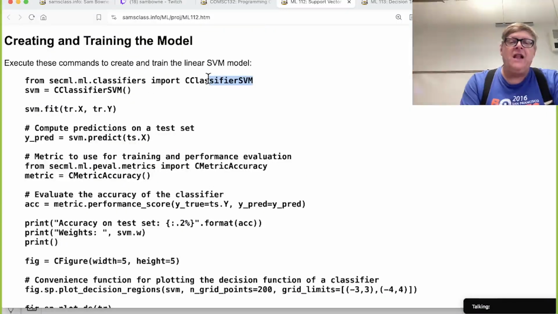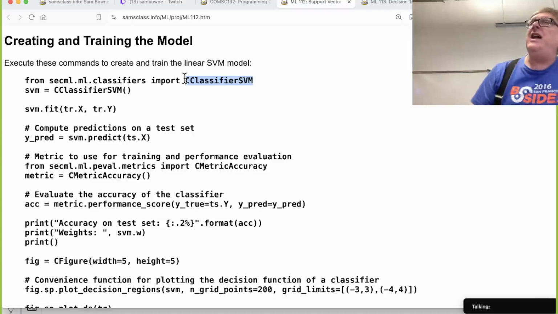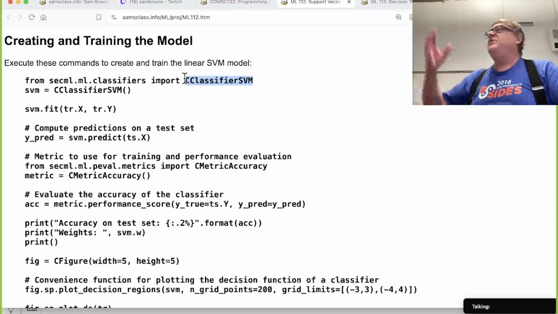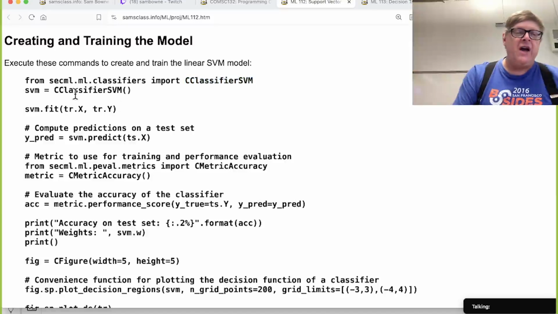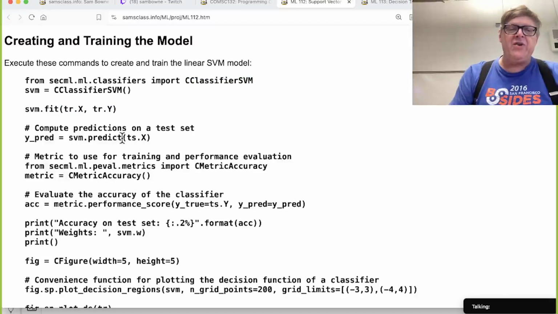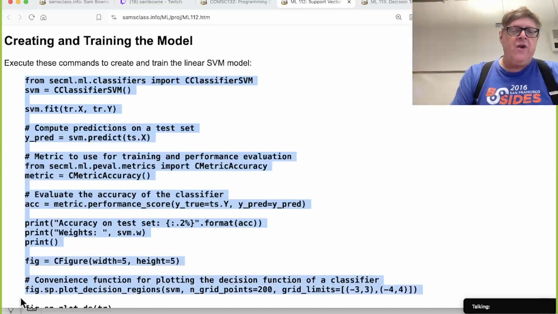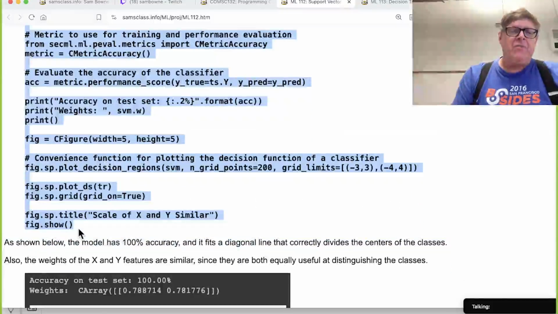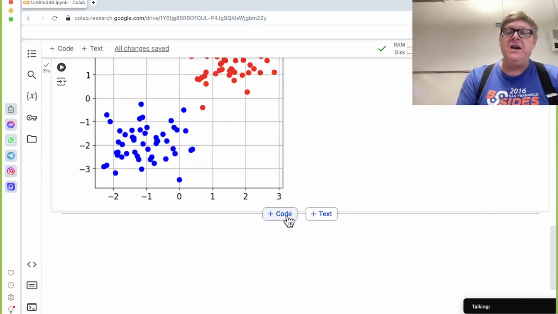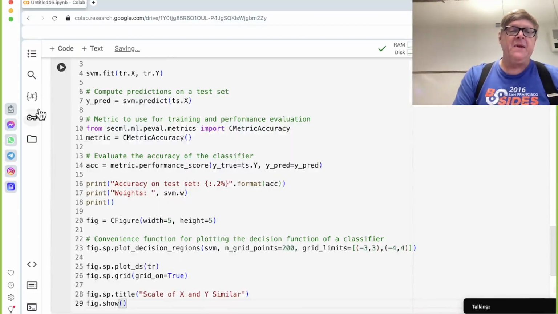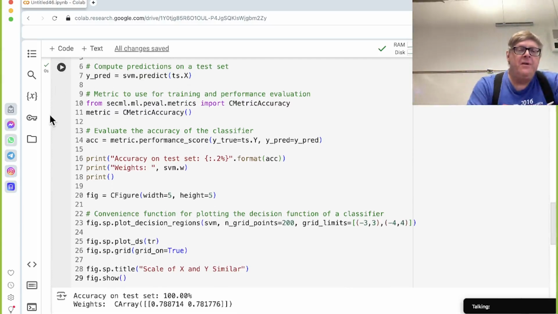I make a classifier, support vector machine. A classifier is something that sorts the data into groups. It's just going to sort it into red and blue. And support vector machine is the type of classifier. So then it's going to fit it, and then compute predictions on the test set and just give it a rating for how accurate it is. And then it's going to plot it showing the decision boundary, which is how you can easily see what the solution looks like. So there we go.